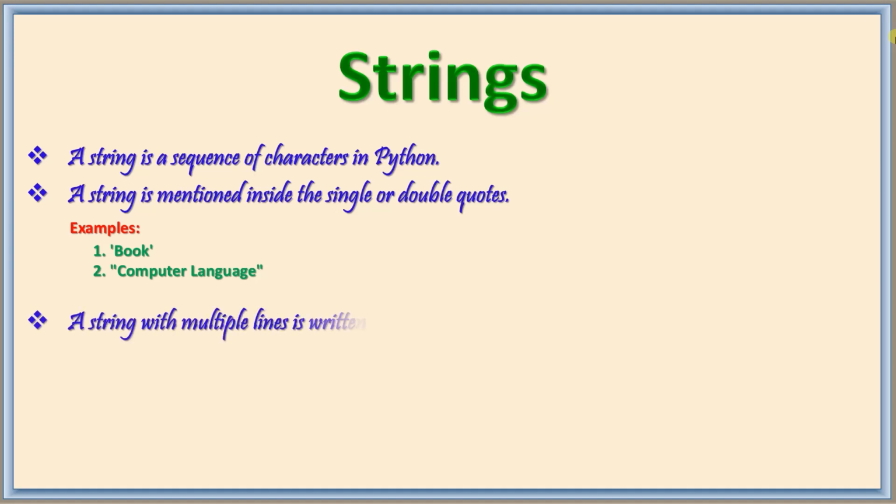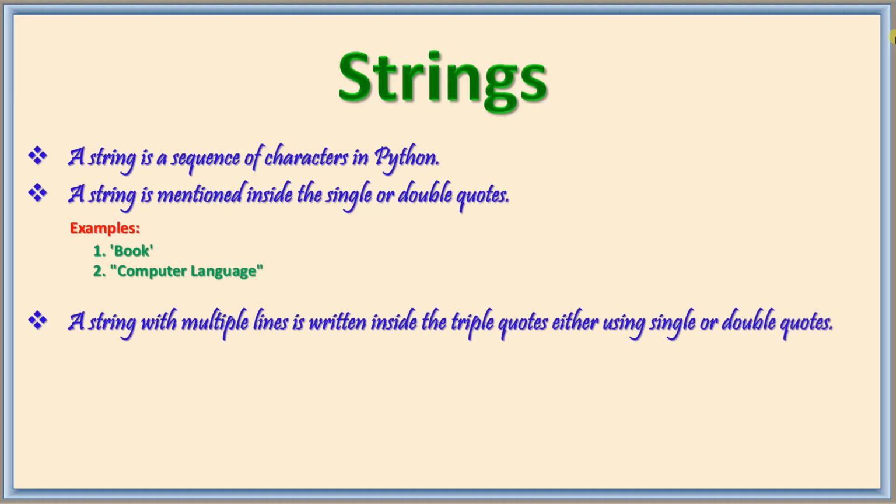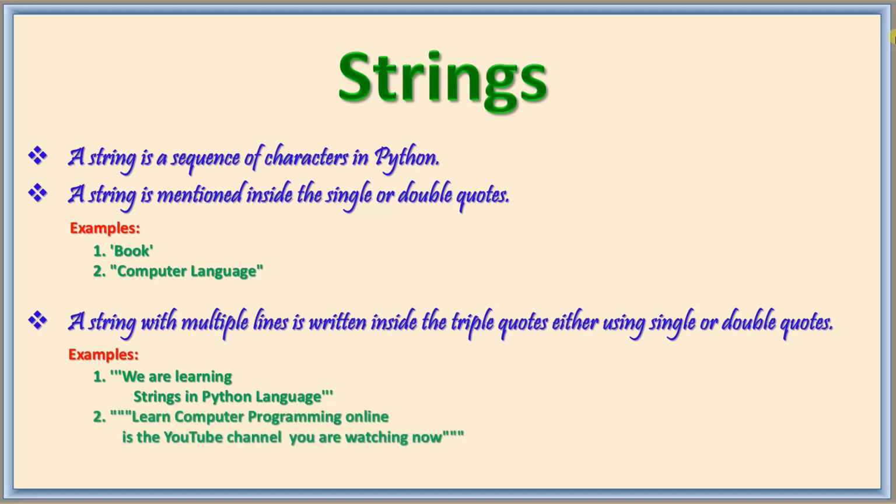A string with multiple lines is written inside triple quotes, using either single or double quotes. For example, single quote three times is given in the beginning, 'We are learning string in Python language', and it is ended with single quote three times. In a similar way, we can use double quote three times in the beginning and the end. Even if it is a single line, we can use triple quotes.